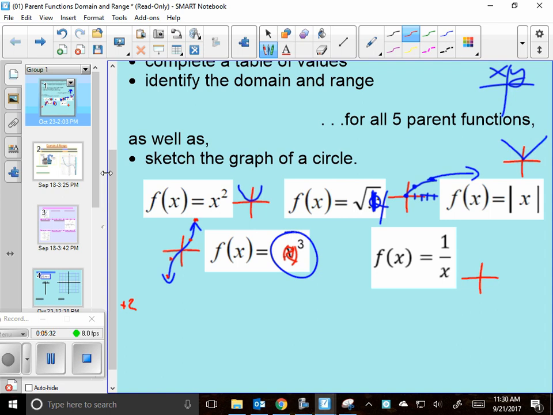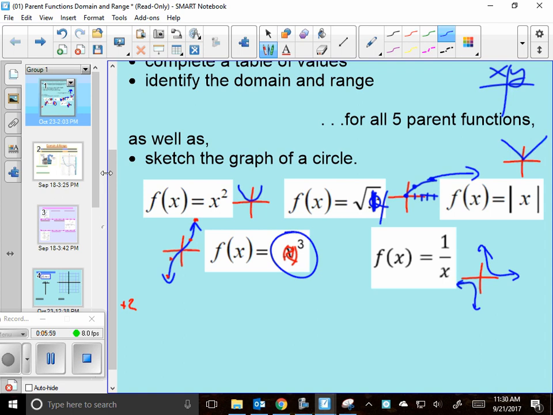And the last one, this one, I don't know. Not many people know this one. But 1 over x, does anybody have it memorized? You've actually seen it before? Yes, sir? You are half right. It is like this, but it's also like that. It's got a left and a right part to it.